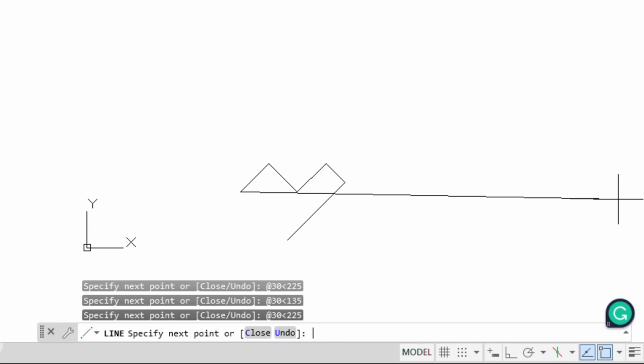Now this is the last one. If we press enter or we give the angle, I give the @ symbol and the distance is 50, then the less than symbol, the angle is 315 and enter.